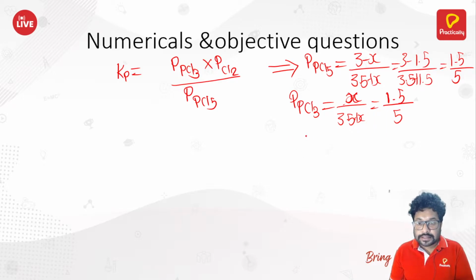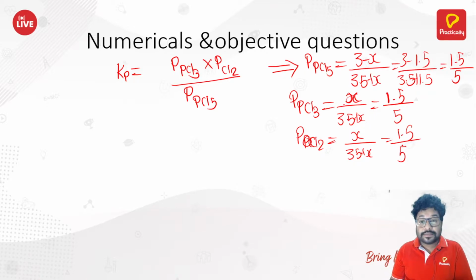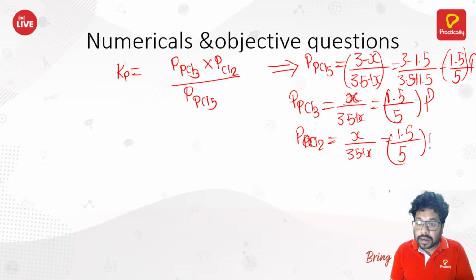And lastly, the same will be applicable for partial pressure of Cl2 also. For Cl2 also, it will be equal to X divided by 3.5 plus X. What is X? 1.5. What is 3.5 plus X? 5. Now all of these are what? These are mole fraction multiplied by P, the total pressure.